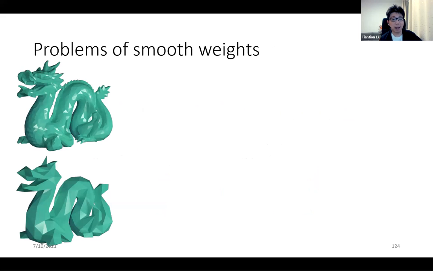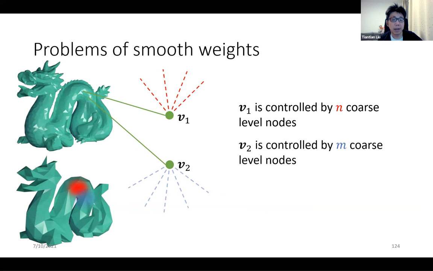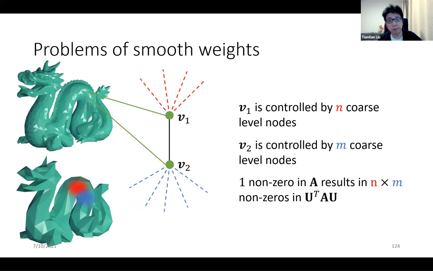Why? Well, we actually tried smooth weights at first, but they have problems. Let's say there are two nodes, V1 and V2, at the fine level, where V1 is smoothly controlled by n coarse level nodes, as shown in red, and V2 is controlled by m coarse level nodes, as shown in blue. Any edge between V1 and V2 at the fine level, which is one single non-zero entry in the A matrix, will end up with m by m non-zeros in the coarse level matrix U transpose AU.